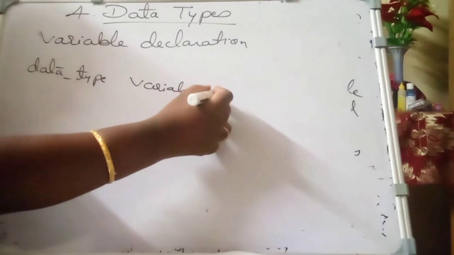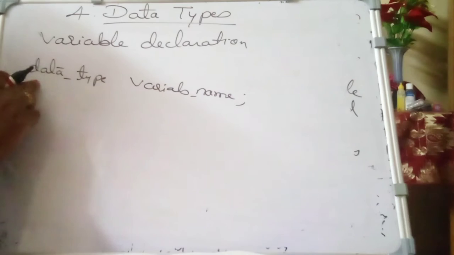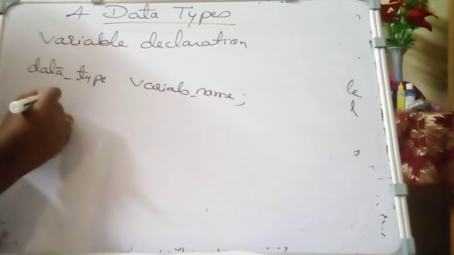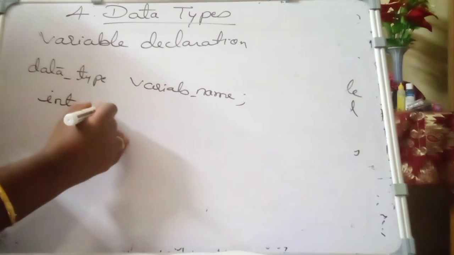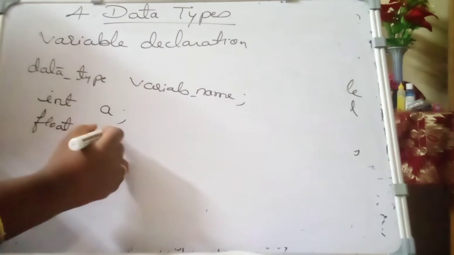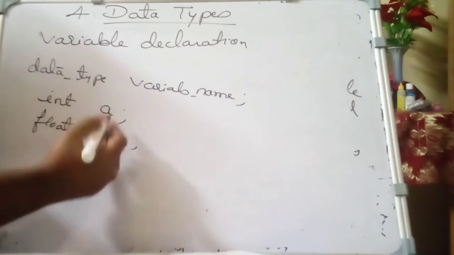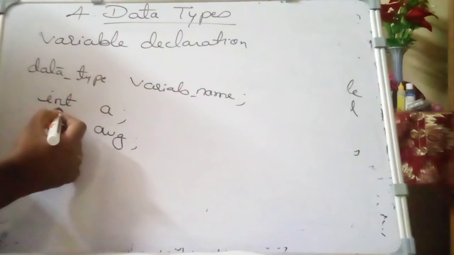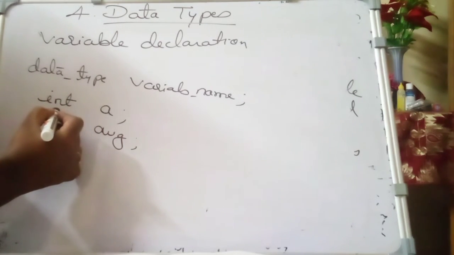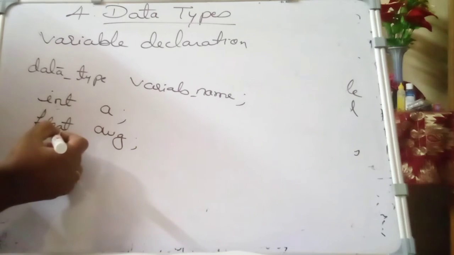In the previous video I explained how to declare a variable, so just go through that video. The data type can be any of the five primitive data types. For example, int a, float average. The keyword int is used to declare the integer data type, and the keyword float is used to declare the floating data type. So int and float are keywords.